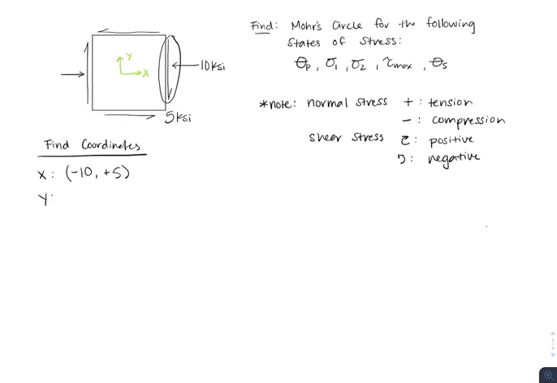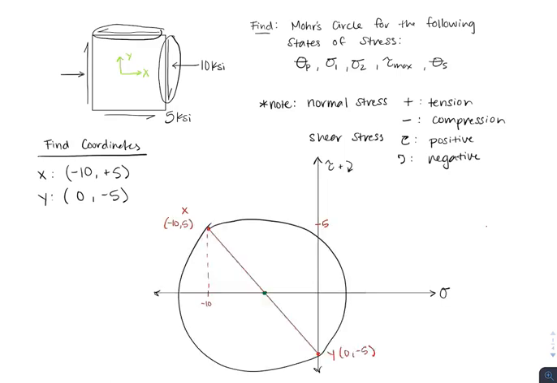Now when we look at our y-coordinate, in the y normal direction there's no stress being applied, so that's going to be 0. Then for the shear stress on the y face, we'll look at this one right here. That stress is forcing a counterclockwise direction, so our shear stress is going to be a negative 5 ksi. Now that we have our coordinates, we can plot those on our Mohr circle. Here is what our plotted Mohr circle looks like with our two axis points.